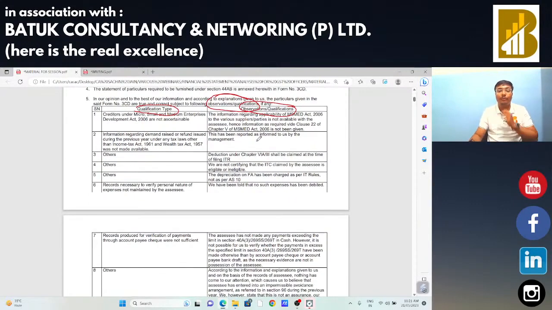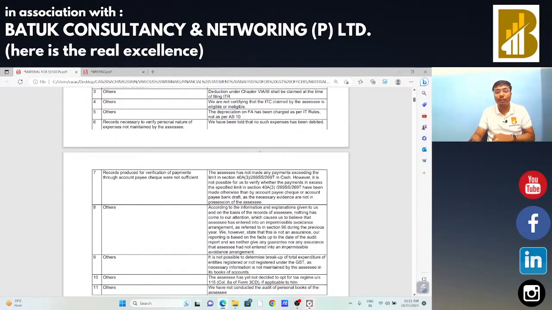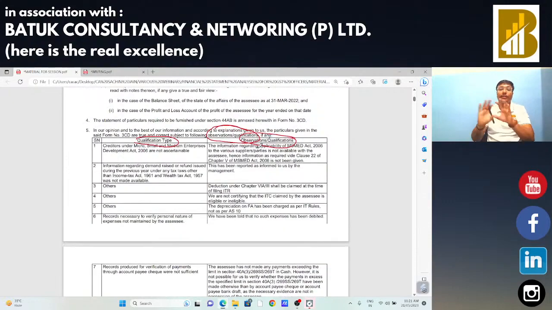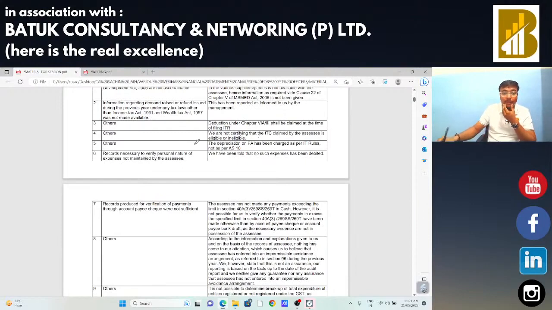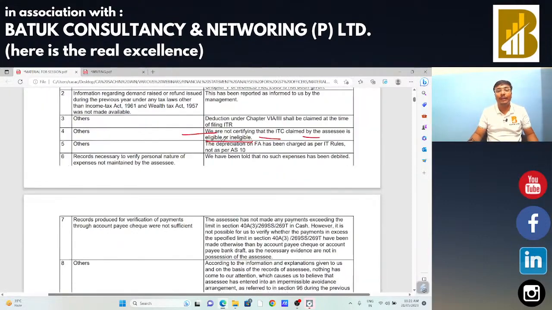So first I am going to read the discussion on certain observations which are provided by the chartered accountant. So in that particular case, this is the point. We are not certifying that the ITC claimed by the assessee is eligible or not. Okay, this type of comment is provided by the chartered accountant, that is the income tax auditor. This comment is general, वो provide करवाएगा, because how he can analyze the things that the input tax credit is eligible or not. Okay, this is the responsibility of the GST auditor, or the person who is doing the GST work of that particular entity.